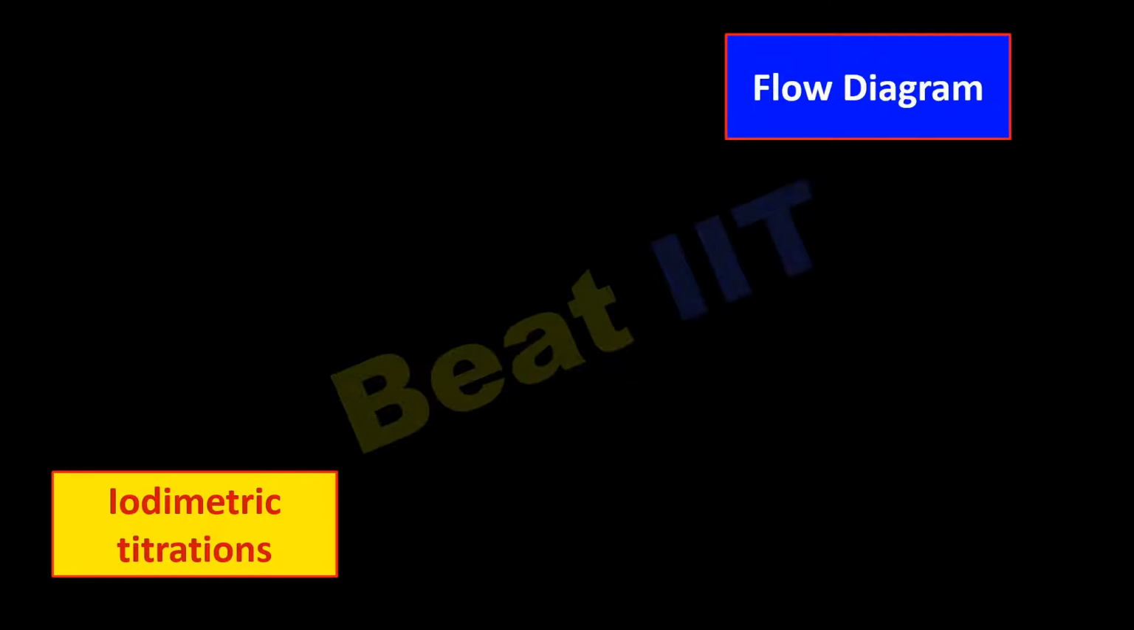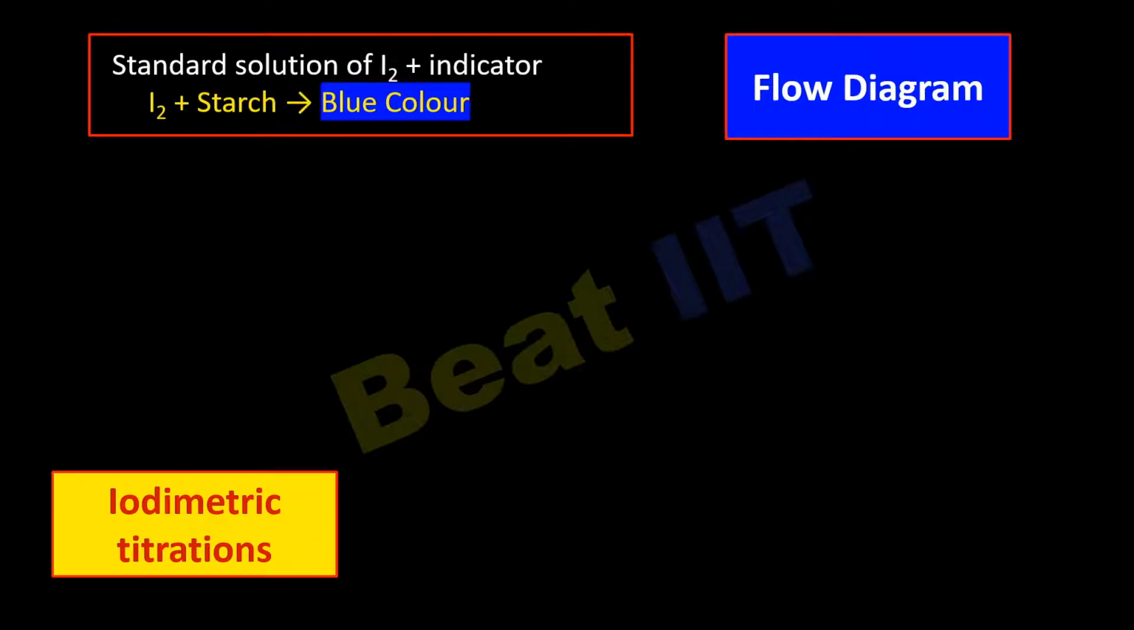Understand this flow diagram for iodimetric titration. What we do? First, we take standard solution of iodine and we add indicator into it. Here obviously when we take solution, we will have to add KI just because iodine is not soluble directly in the water. For that we add KI, then it makes the iodine soluble in water. We get blue color in the flask.